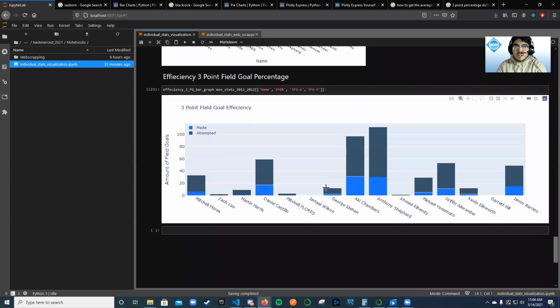And for the efficiency 3-point field goal percentage, I had the function here right there, and it's all interactive again. And you can see how many this person attempted, which is the gray part, and the blue one are the ones made throughout the season.